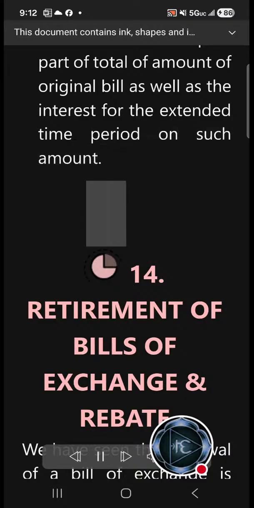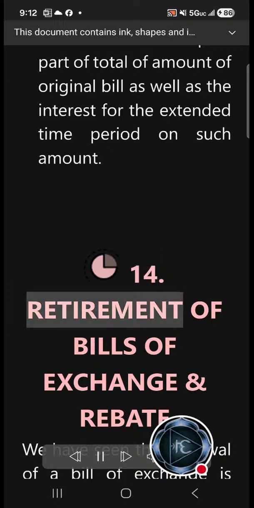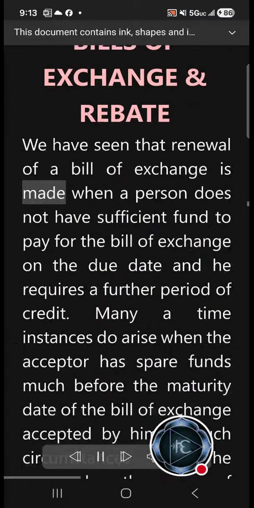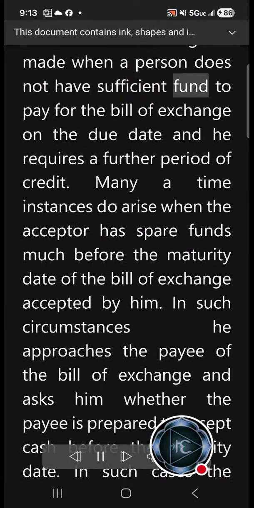14. Retirement of bills of exchange and rebate. We have seen that renewal of a bill of exchange is made when a person does not have sufficient funds to pay for the bill of exchange on the due date, and he requires a further period of credit. Many a time instances do arise when the acceptor has spare funds much before the maturity date of the bill of exchange accepted by him.